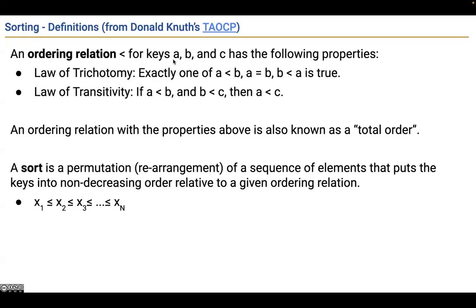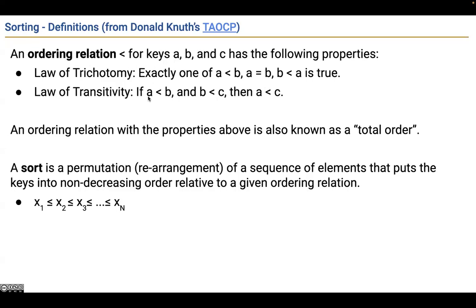So if I have two keys, like A and B, two items of any sort, it has to be the case that A is less than B, A is equal to B, or A is greater than B. It has to be one of those. You cannot have two of these true at the same time. Again, hopefully it's stuff that we're all kind of convinced of, but good to be very clear about it.